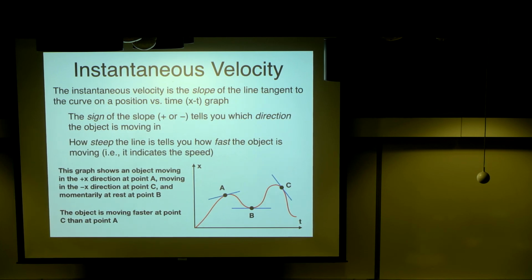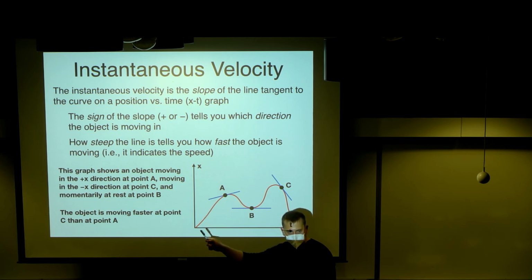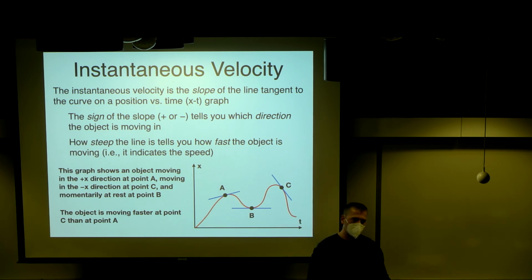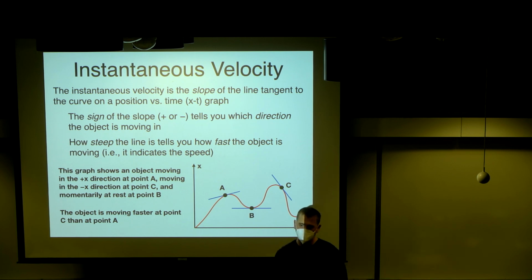Okay, so let's get to some more practical issues then. As we said, instantaneous velocity is the slope of the line tangent to your curve on a position versus time graph. And there are two things we can say about the slope of that line. One is just the sign of it, right? Positive or negative. We went over this already, but I just want to reiterate. If the slope is positive at a certain point, that means your velocity is positive. What does it mean if your velocity is positive? It means you're moving in the positive x direction. If your slope is negative, you're moving in the negative x direction.